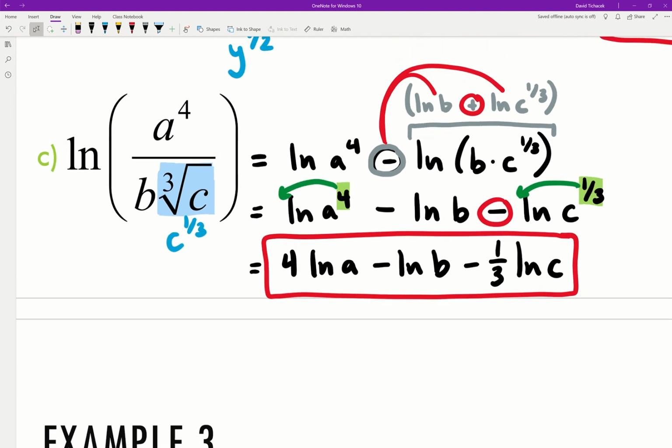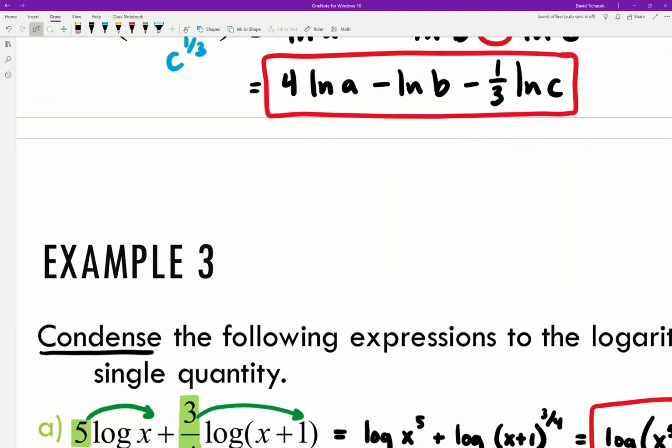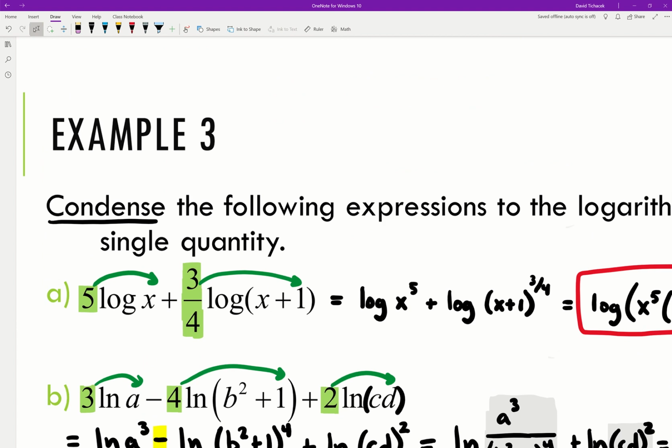Okay, and so you know that you're going to be finished when you look at the inputs of your logs and you recognize here that you don't have anything else to do. Your inputs are not written as products or quotients, and your inputs are also not represented as exponentials. Okay, so you've done all that work, and you're able to get your final result in that way.